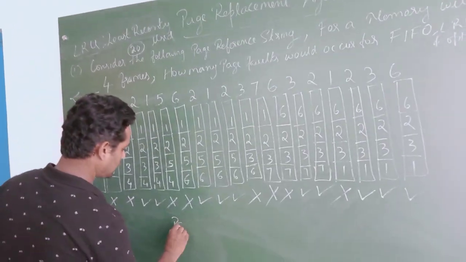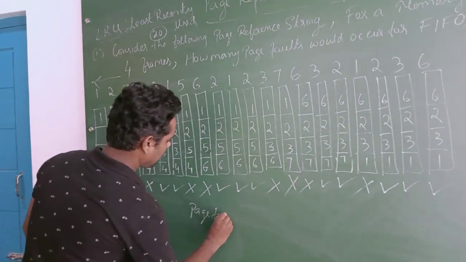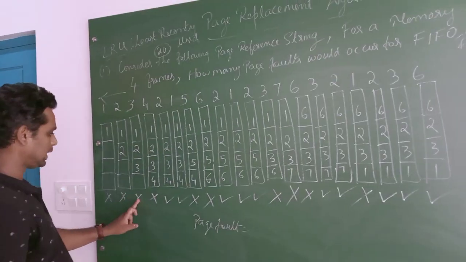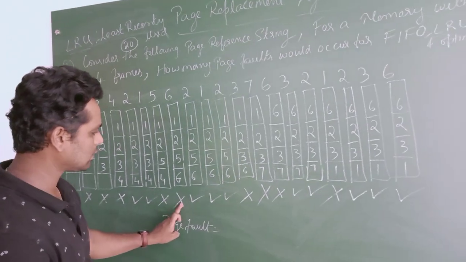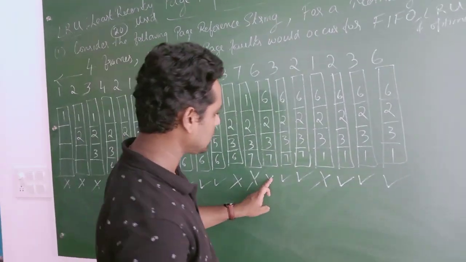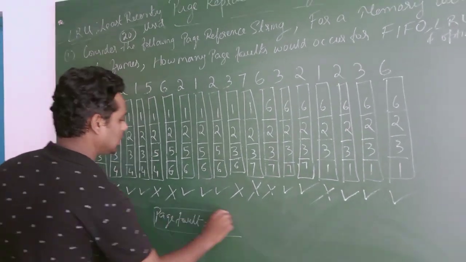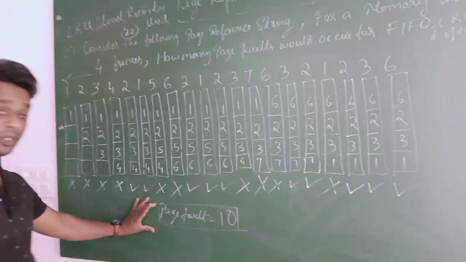So page fault for this string, if the memory frame is 4, how much? 1, 2, 3, 4, 5, 6, 7, 8, 9, 10. Again for this also I am getting what? Page fault as 10. Hope you are clear. This is what you need to write.